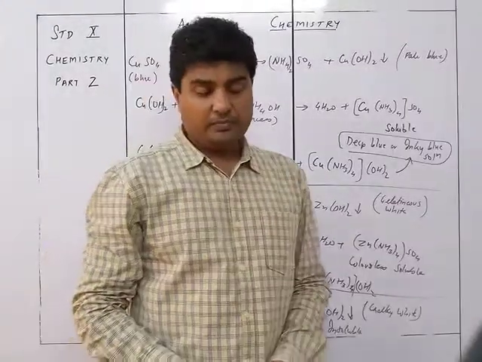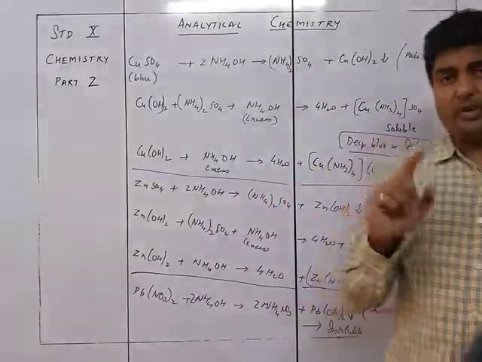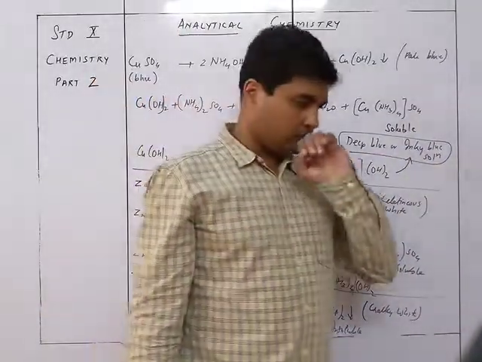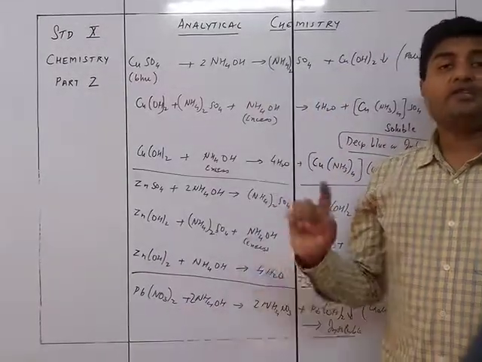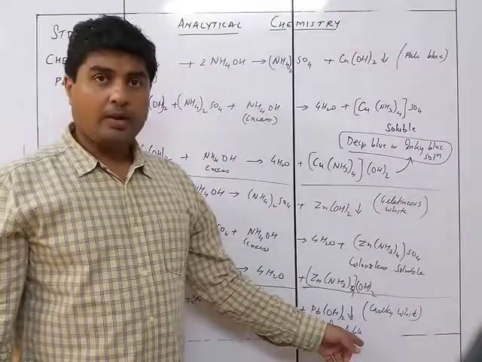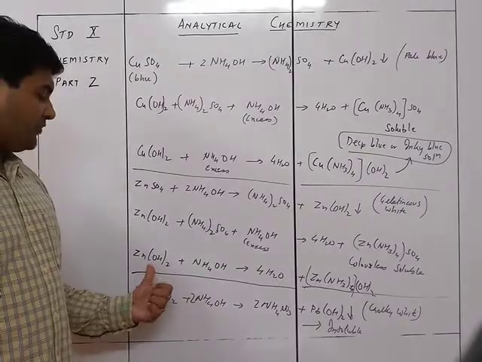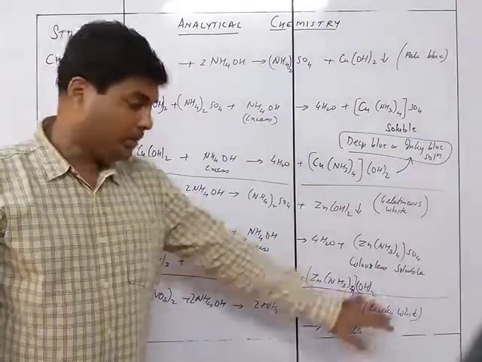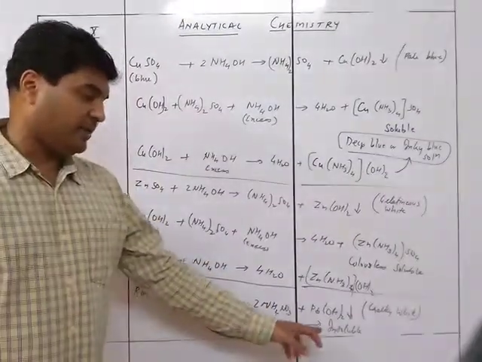So here again, very important thing. If you remember, when we used sodium hydroxide over here, in both the cases, they were insoluble in excess. But when I am using ammonium hydroxide, I can see that in case of the zinc, I am getting a colorless soluble solution, whereas the lead is not giving a soluble thing, it is giving me an insoluble thing.